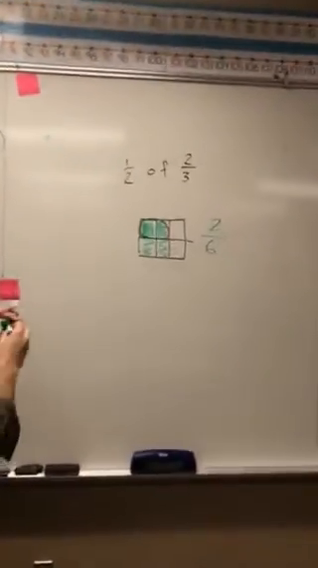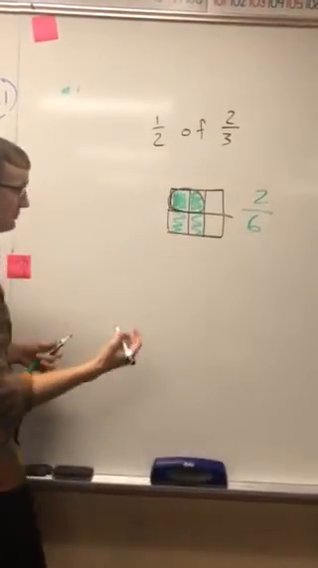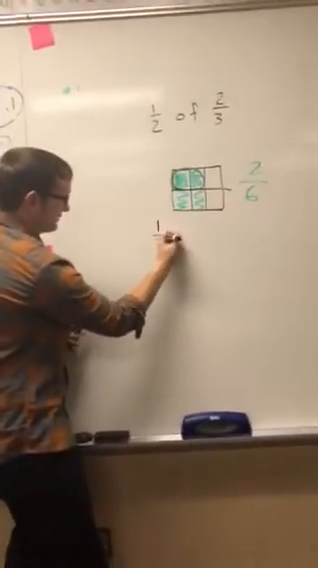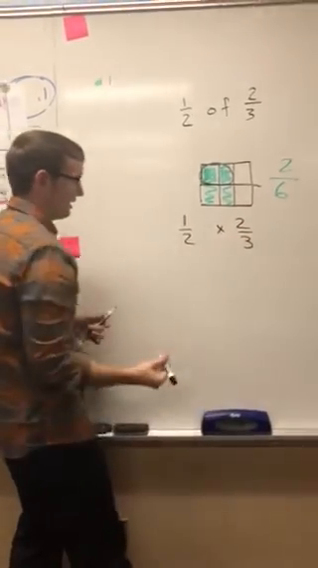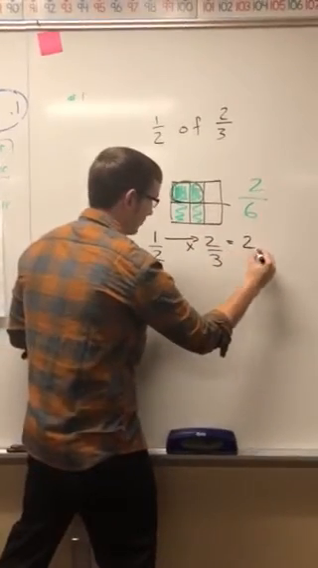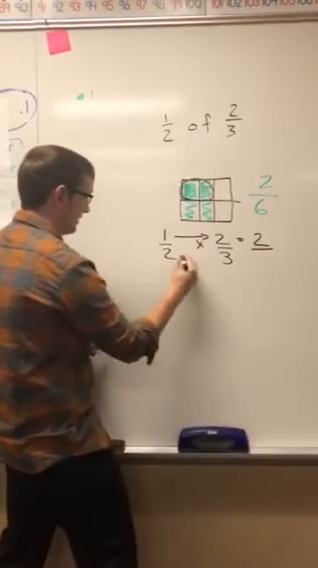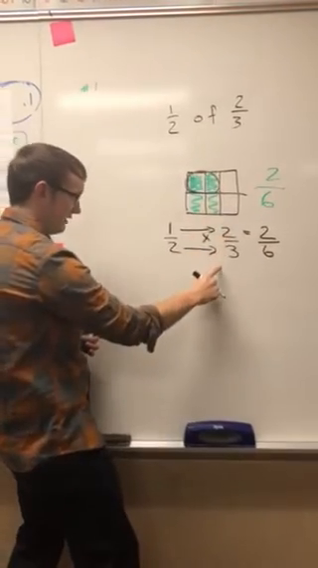All right, so to see how this makes sense, we have to take this 1/2 of 2/3, and it could be seen another way. It could be seen as 1/2 times 2/3. And when I multiply fractions, I'm just going to multiply straight across, and I have 1 times 2 is 2, and 2 times 3 is 6. And this is why this works.